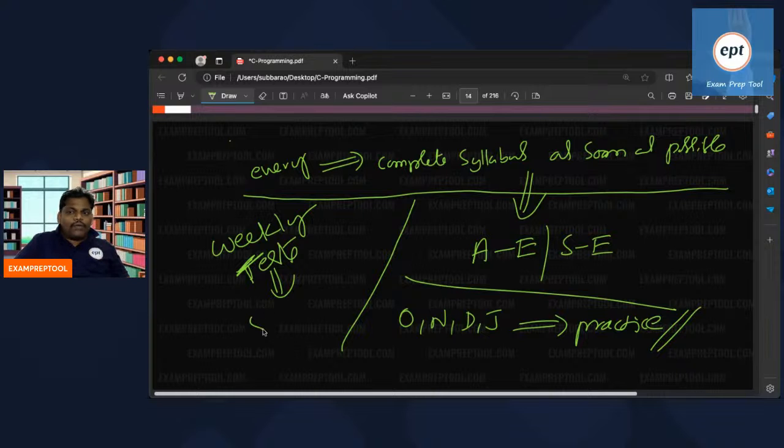Tomorrow morning, 8 a.m., there is a data structure test. Now Sunday 8 a.m. there is a DMS test. Please write the weekly tests also, not only completing the syllabus.